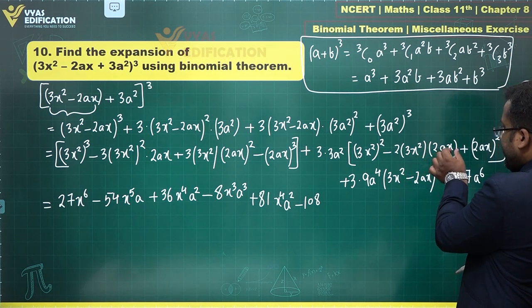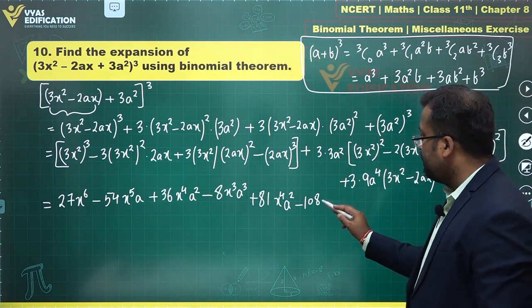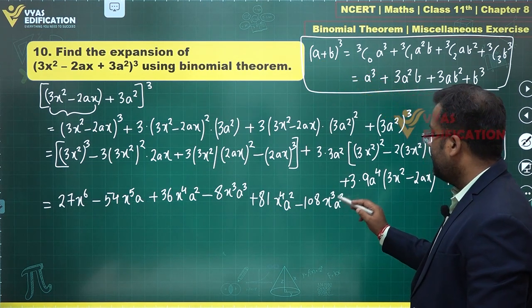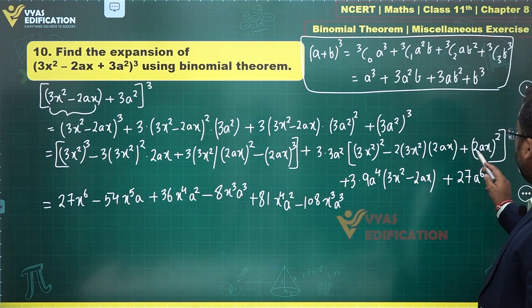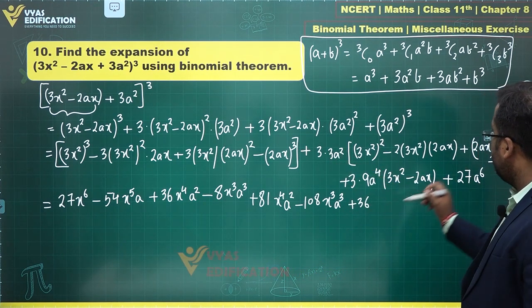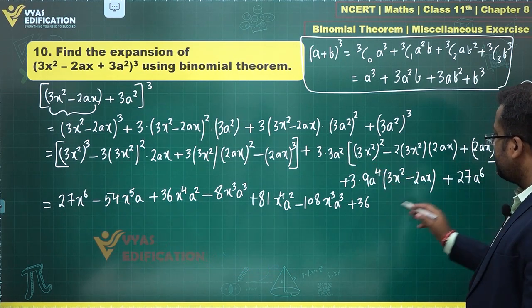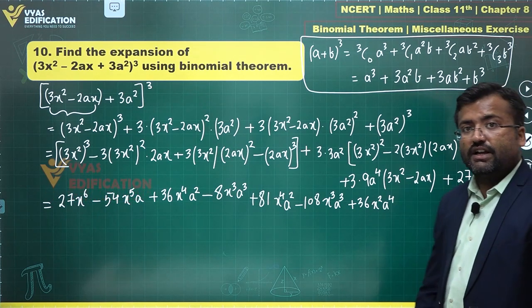You have x square into x is x power 3. a into a square will be x power 3 a power 3. This is what you'll get, right? What next? This is 4 a square x square. This is 9. This is 36. x square, a square and a square will become a power 4. This is what you'll get.